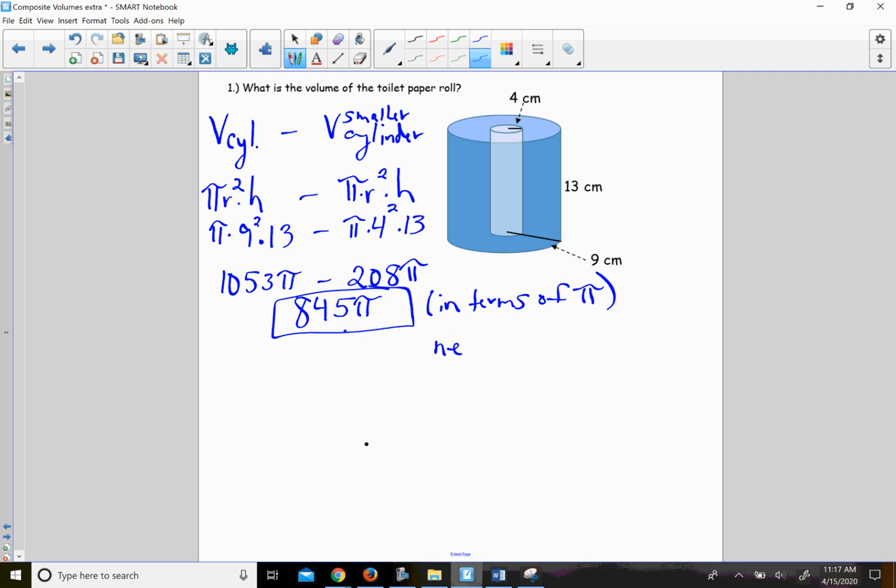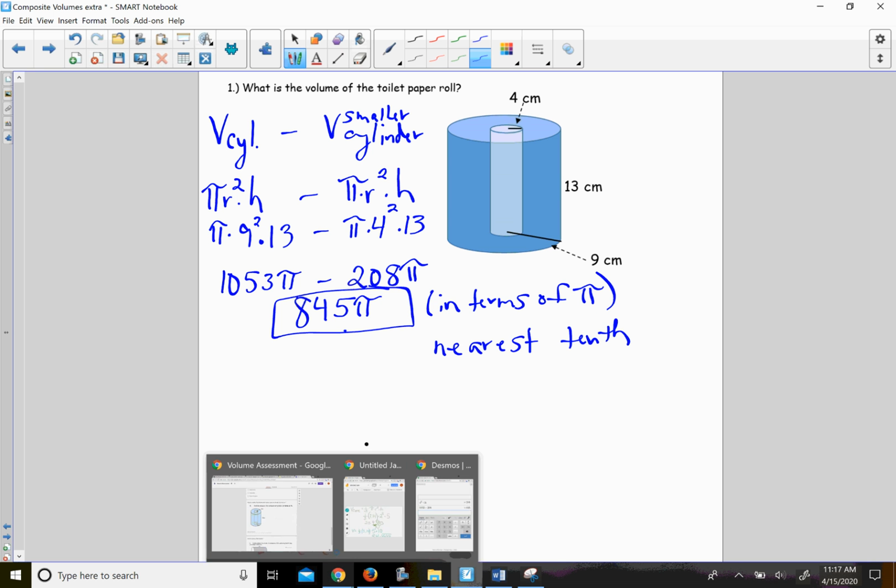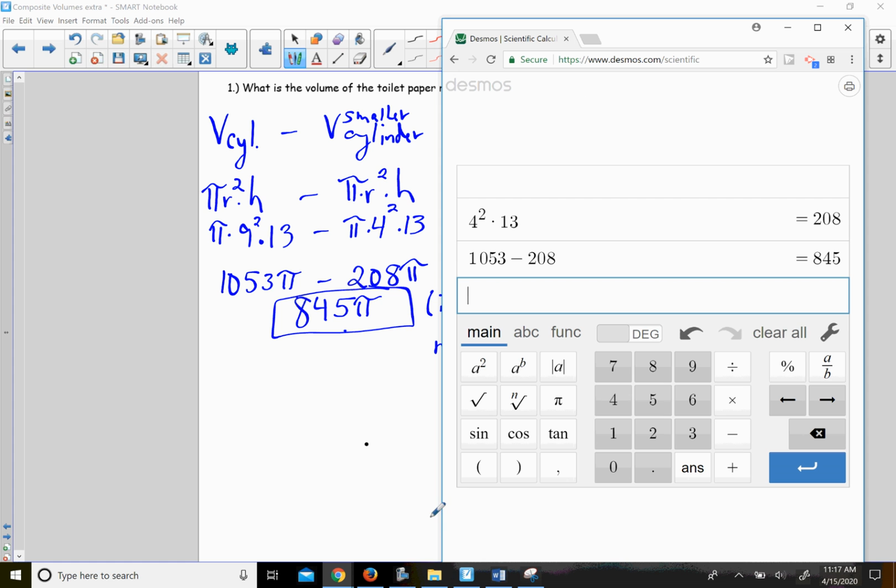If I wanted it to the nearest tenth, what do you do here? This is where I'm going to go and take pi and put it in the calculator. So 845 pi, and I get 2,654.